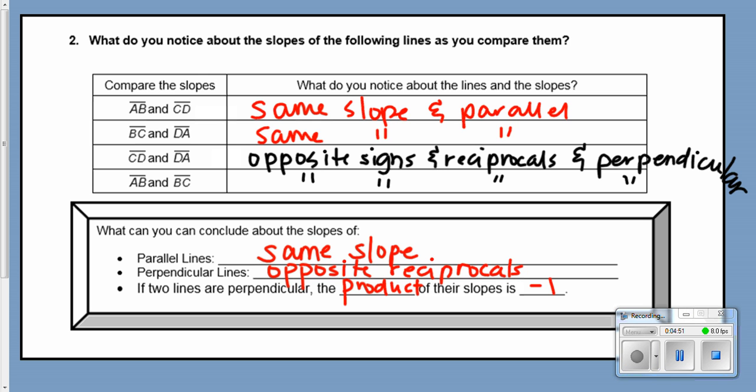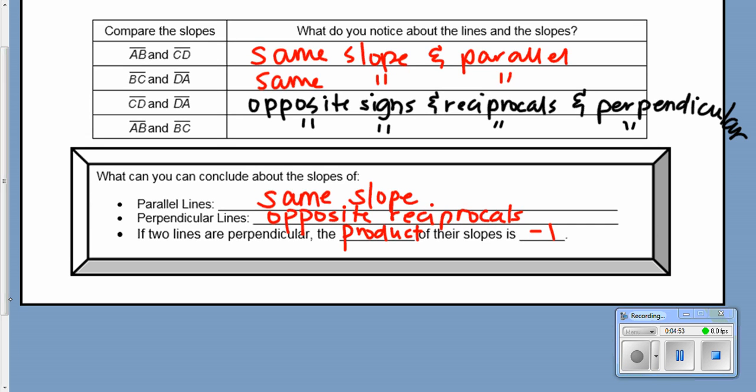Let me give you an example of this. If I were to give you a slope of, let's say, 3/4. Well, the perpendicular slope to that would be the reciprocal, 4/3, as well as the opposite sign, in this case negative. So let's try multiplying these together. On top, 3 times negative 4 is negative 12. On bottom, 4 times 3 is positive 12. Well, negative 12 divided by positive 12 is negative 1. That should happen every time if you calculate the perpendicular slopes correctly.